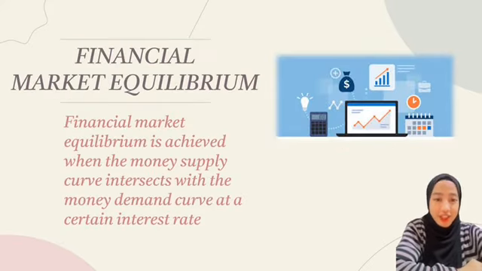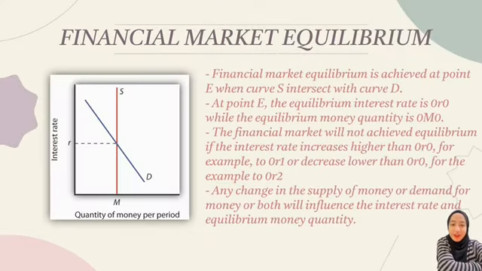Next is financial market equilibrium. Financial market equilibrium is achieved when the money supply curve intersects with the money demand curve at a certain interest rate. Financial market equilibrium is achieved at point E when curve S intersects with curve D. At point E, the equilibrium interest rate is 0R0, while the equilibrium money quantity is 0M0. The financial market will not achieve equilibrium if the interest rate increases higher than 0R0, for example to 0R1, or decreases lower than 0R0, for example to 0R2.